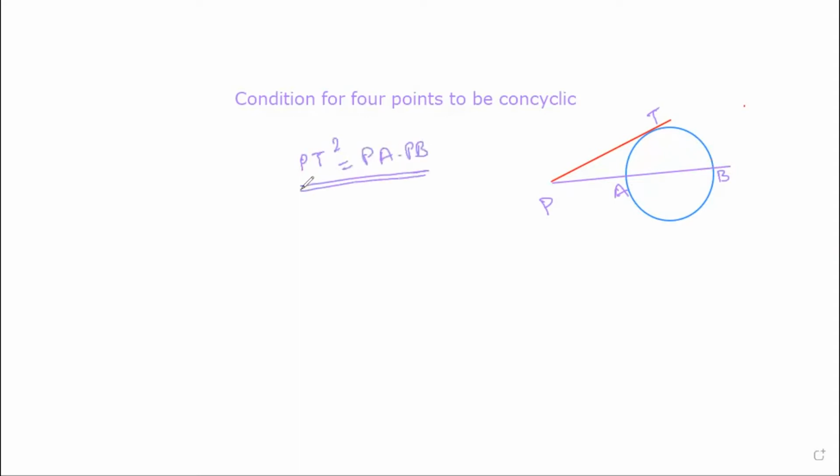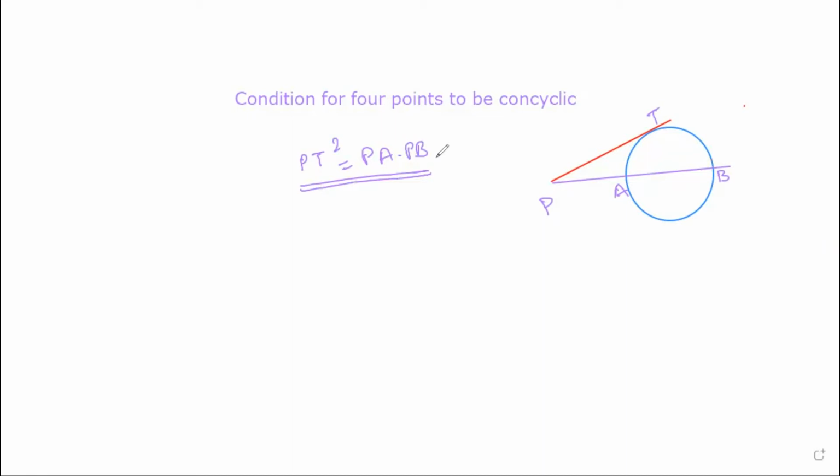Before this, I would like to revise one standard property which you have already learned in 9th or 10th standard. That is, if there is a circle and a tangent is drawn to the circle from a point outside, let's say from P, and also from P a secant is drawn to the circle, then the property is PT square is equal to PA into PB. This is a well-known property.